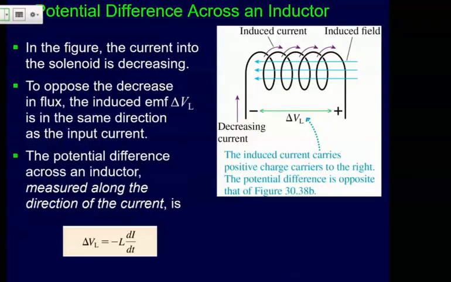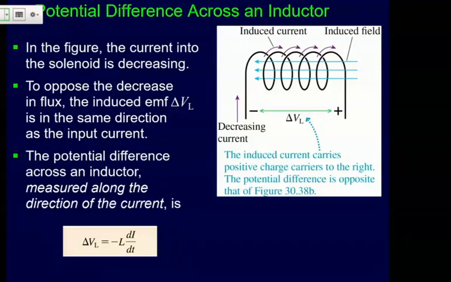And then on the other side, if we have the current going this way but it's decreasing, then you want to create a magnetic field going that way, to keep it the same.